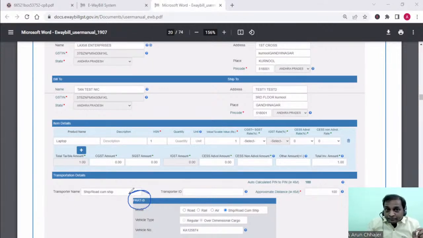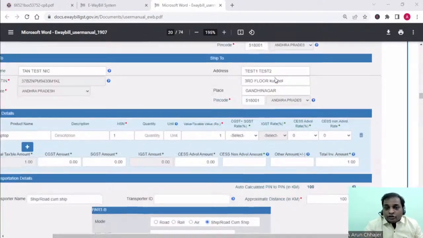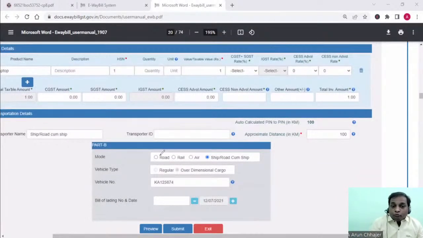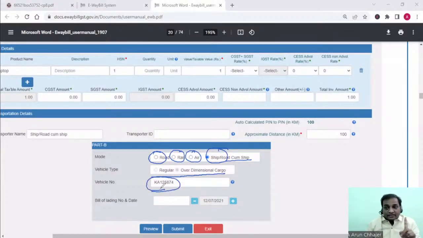And part B would have only the mode by which you are moving your goods, by road, by rail, by air, or by ship, regular or ODC cargo, and you need to enter the vehicle number. So one thing is clear, Eway Bill has two parts, part A and part B.